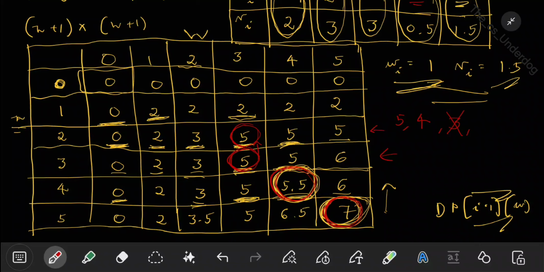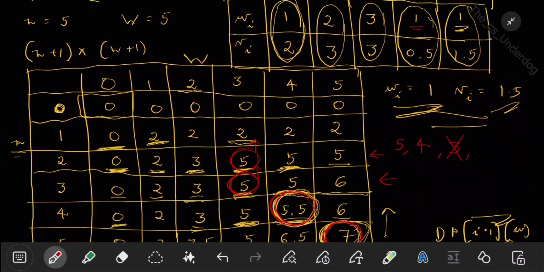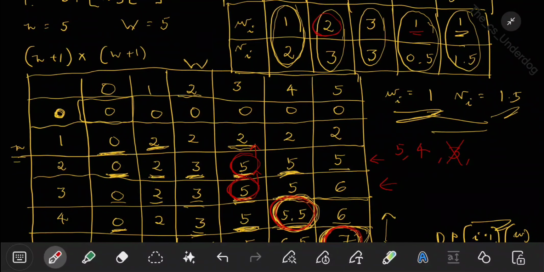Now I'm looking at the second item. What about the second item? The block above it is different. So I'll check what is the weight of the second item. Weight of the second item is 2. I'll move 2 blocks to the left. I'll reach this block. So at this point, I know the second item is included because the value above was not same. What about the first item? The block above is not same, which means the first item was also included. Then I'll check what is the weight of the first item. 1 is the weight. So in the I minus 1 row, I'll move one block to the left. I'll reach here. Whenever you reach this 0th row, you know you are done.